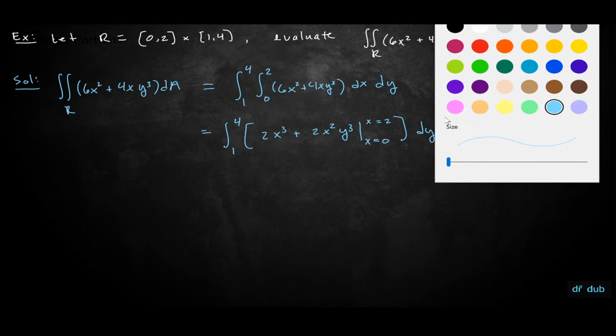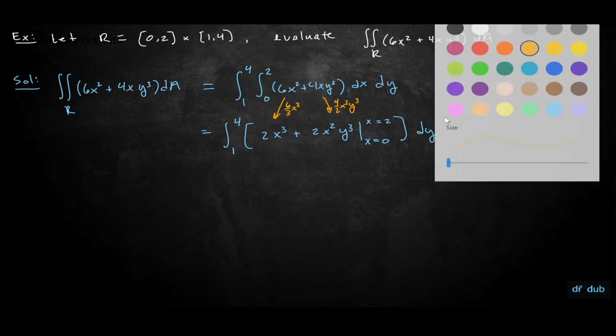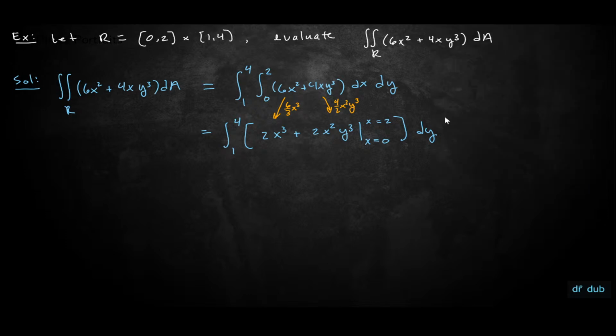So we integrate the terms here. This one would be 6 over 3 x cubed, and this would be 4 over 2 x squared y cubed. y cubed is just treated like a constant. Don't even worry about the y, it's just like a constant. Okay, so just a polynomial here, not too bad.